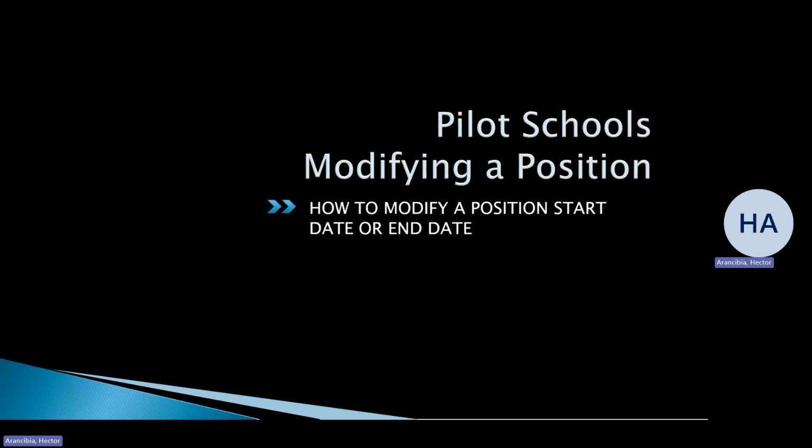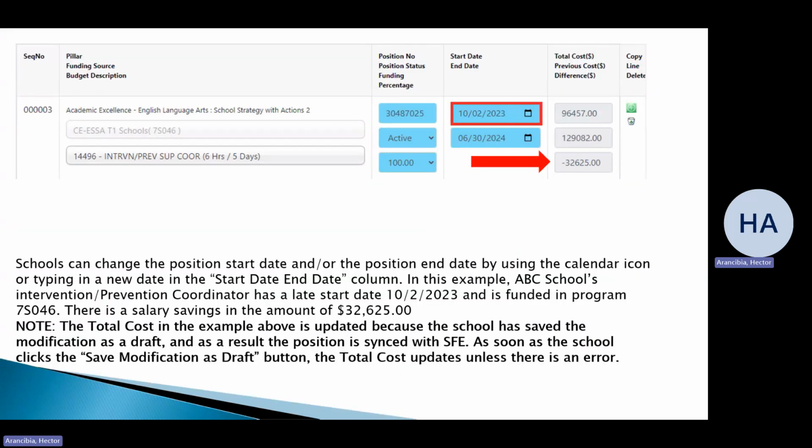And now we're going to modify a position start date or an end date. Schools can change the position start date and or position end date by using their calendar icon, or you can type in the new date in your start date, end date column. And in this example, ABC School's Intervention Prevention Support Coordinator has a late start date of October 2nd, 23, and is funded in program S046.